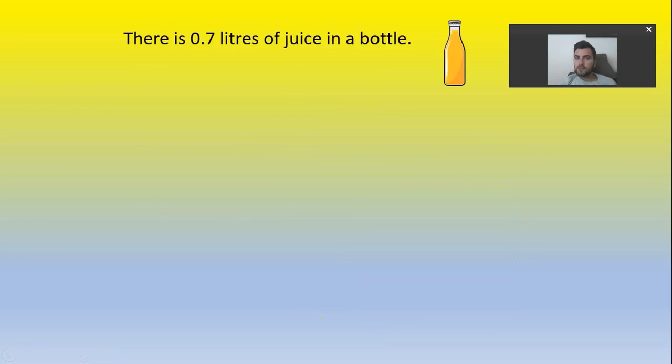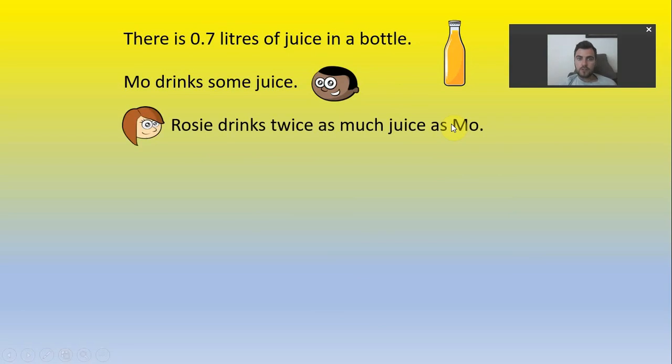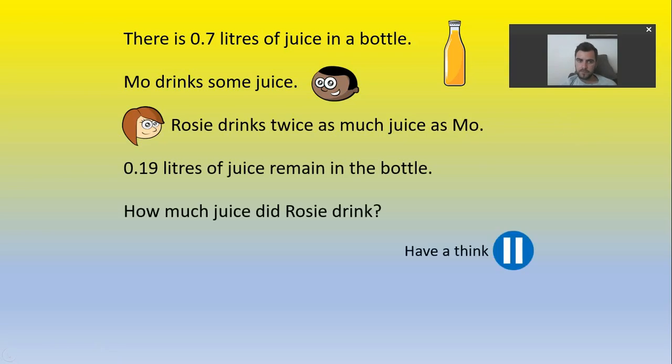Let's apply that now to solve some problems. There is 0.7 litres of water in a bottle. Mo drinks some juice. Rosie drinks twice as much juice as Mo. 0.1 litres of the juice remain in the bottle. How much juice did Rosie drink?